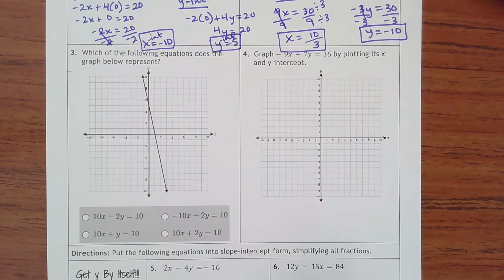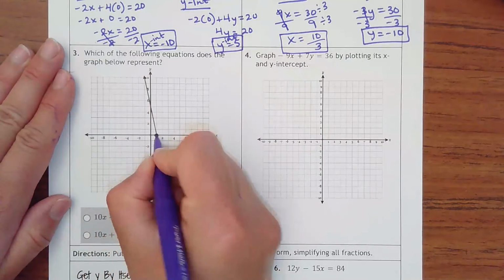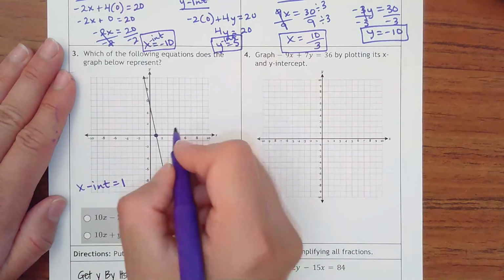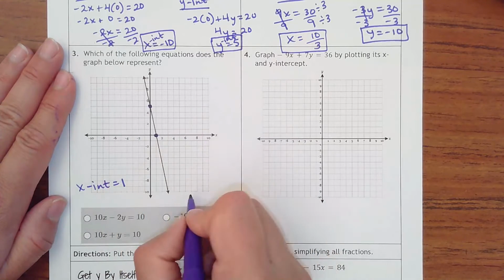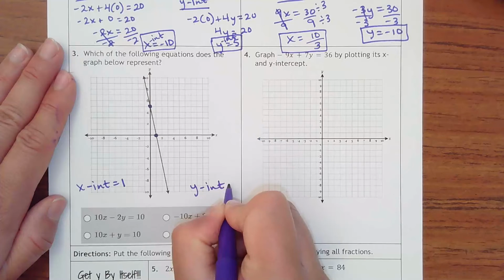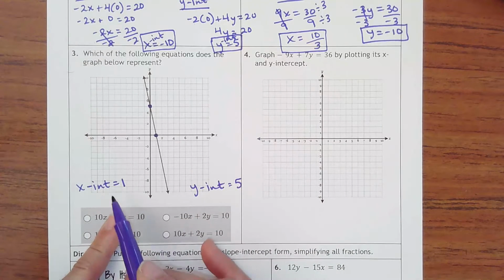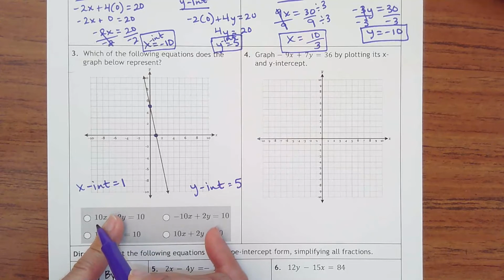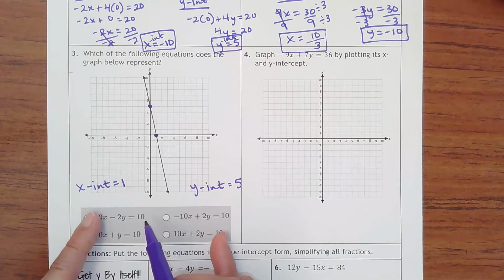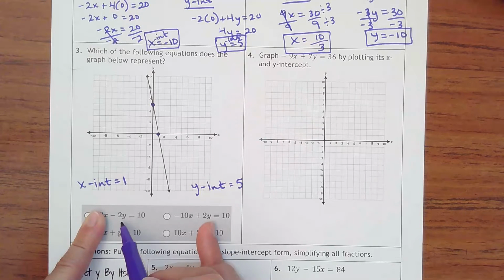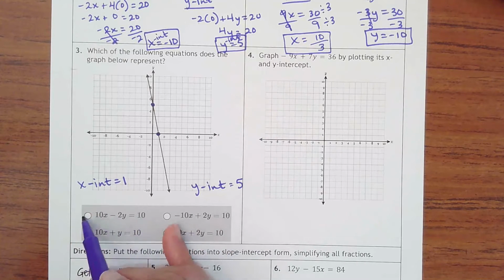Number 3 says, which of the following equations does the graph below represent? Well, looking at this, the x-intercept is 1, and the y-intercept is at 5. So let's see which of these equations would get that. The x-intercept needs to be 1, so if I solve this, x would be 1, that works. If I cover up the x, 10 divided by negative 2 would be negative 5. That one is not correct.